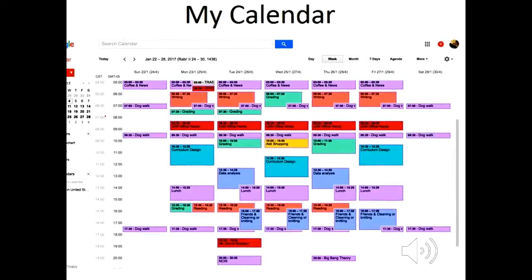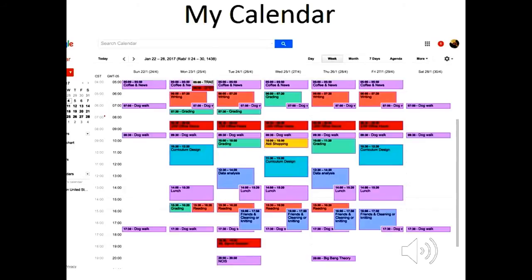This is a screenshot of my weekly calendar in Google Calendar. Since I live in a time zone other than Central Standard Time, I have both of them listed. That way I'm never late for a Texas timed meeting.